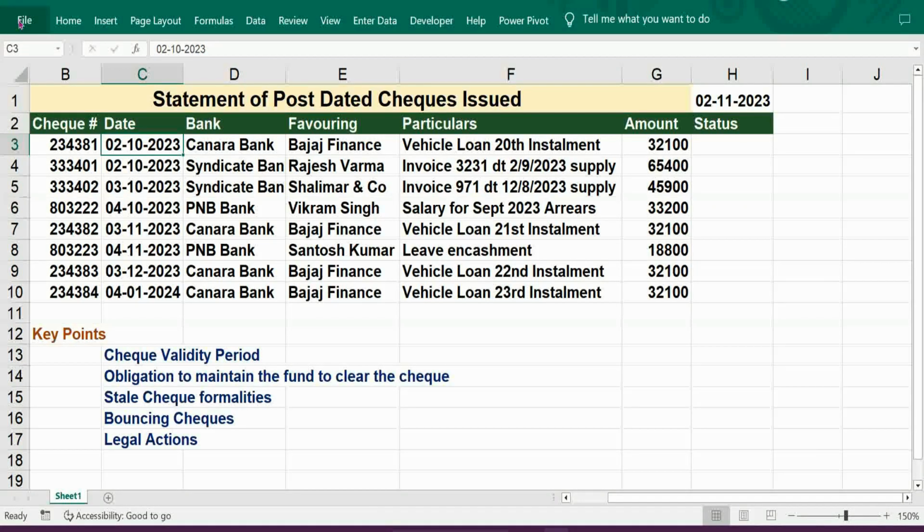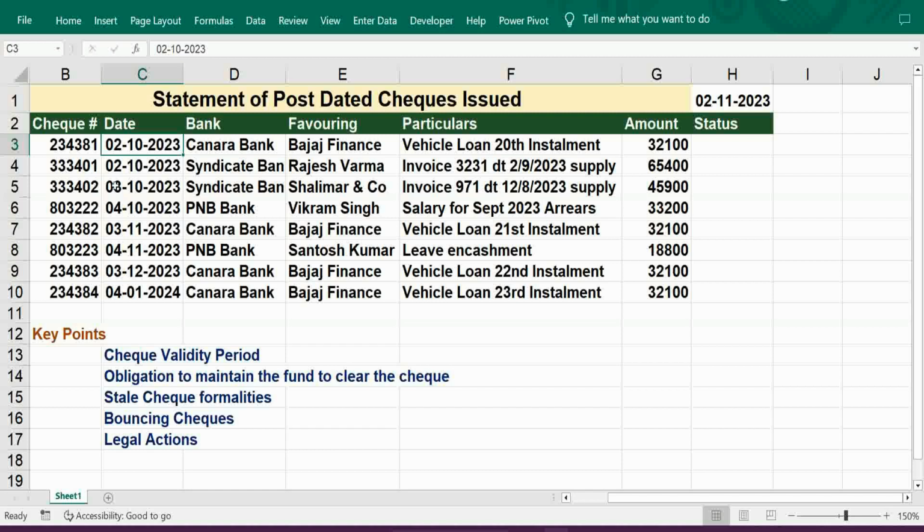This video is about how to prepare a statement of post-dated checks in Excel and its format. First thing is we have to understand why we should prepare a statement of PDC.